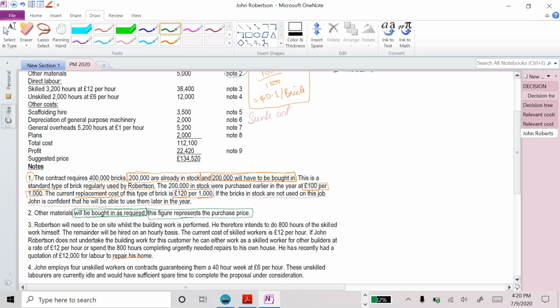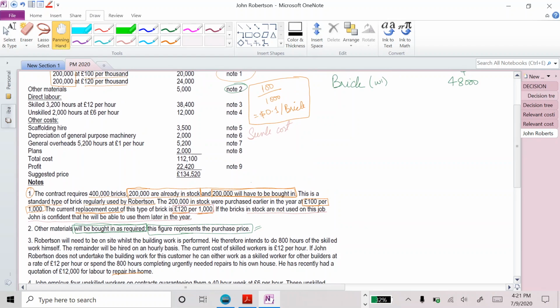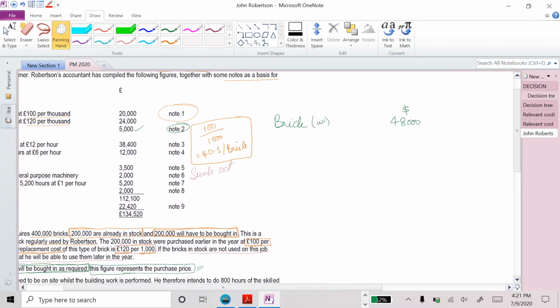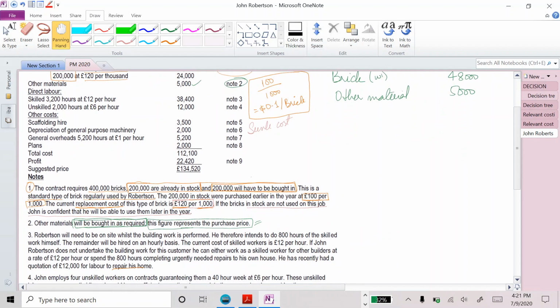Now initially in my video I told you guys that purchase price is always irrelevant. But this purchase price is not representing the past cost. This purchase price is representing the amount which the company will pay in future in order to secure this other material, right? So in this case, the relevant cost will be the same, 5,000. So the relevant cost of other material will be 5,000, right? Now what's next?